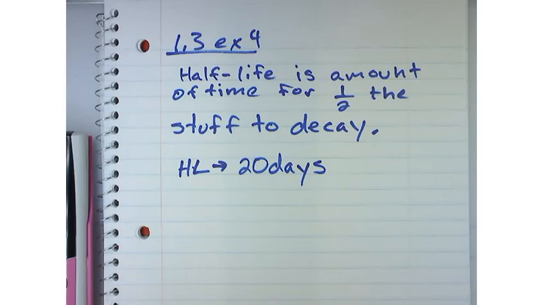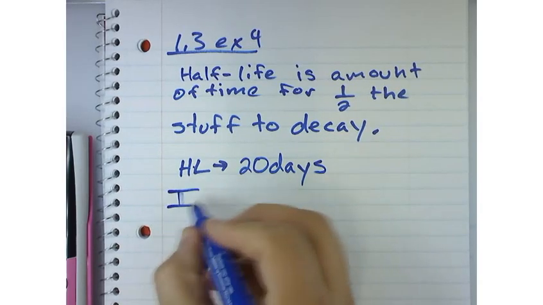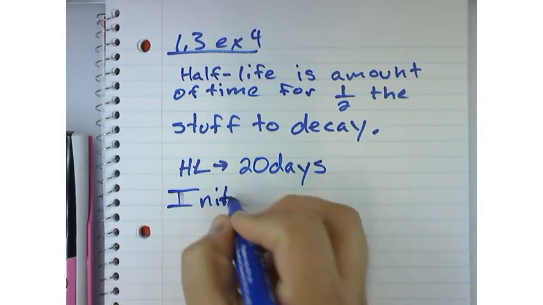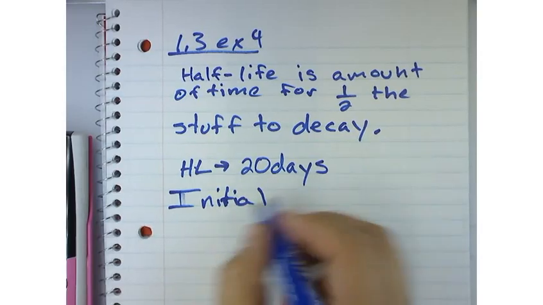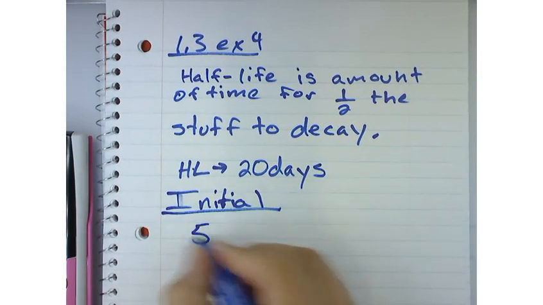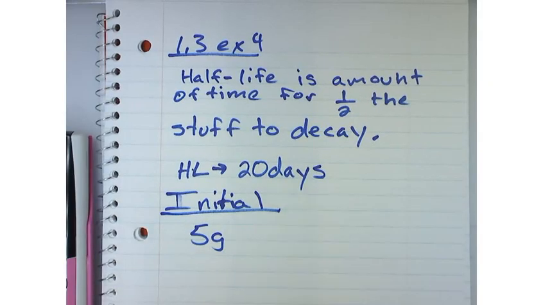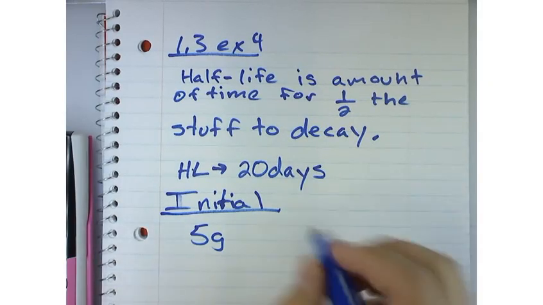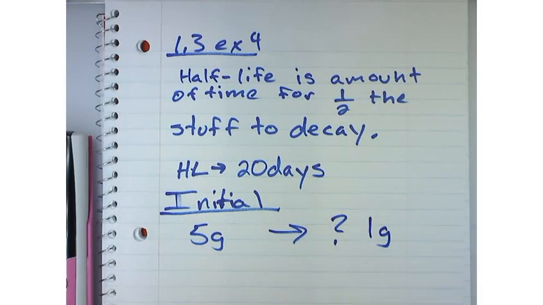So we're going to start off initially, our initial amount, I think I spelled that right? Yes. Is 5 grams of this substance. Okay? So we're going to start off with 5 grams, and then we want to figure out how long it will be till we only have 1 gram left.